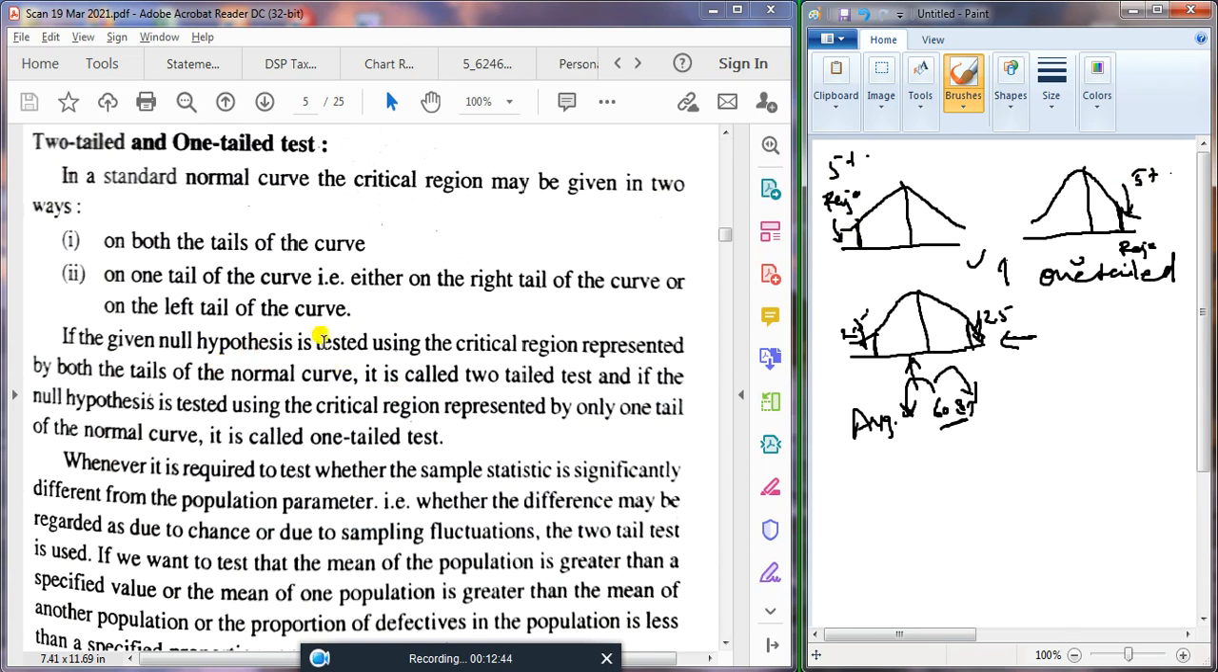Let me refer to the statement. Now, if the given null hypothesis is tested using the critical region represented by both the tails of the normal curve, it is called a two-tailed test. If the null hypothesis is tested using the critical region represented by only one tail of the normal curve, it is called a one-tailed test. So I already discussed this part.